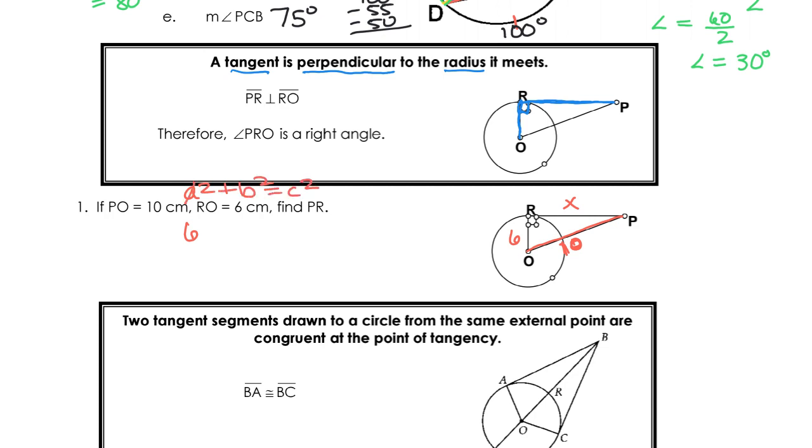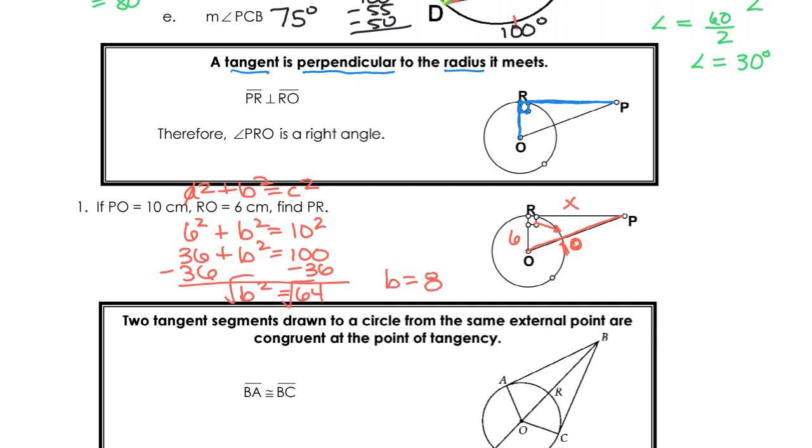We're going to take a out and replace it with 6 squared plus b squared equals, the 10 has to go in for c because the 10 is representing the hypotenuse because it's the side across from the right angle. Okay. This will be 36. This will be 100. And if we subtract 36, we're going to be left with b squared equals 64. When we take the square root, b comes out to equal 8. And now we can go ahead and say that our PR or RP is equal to 8.